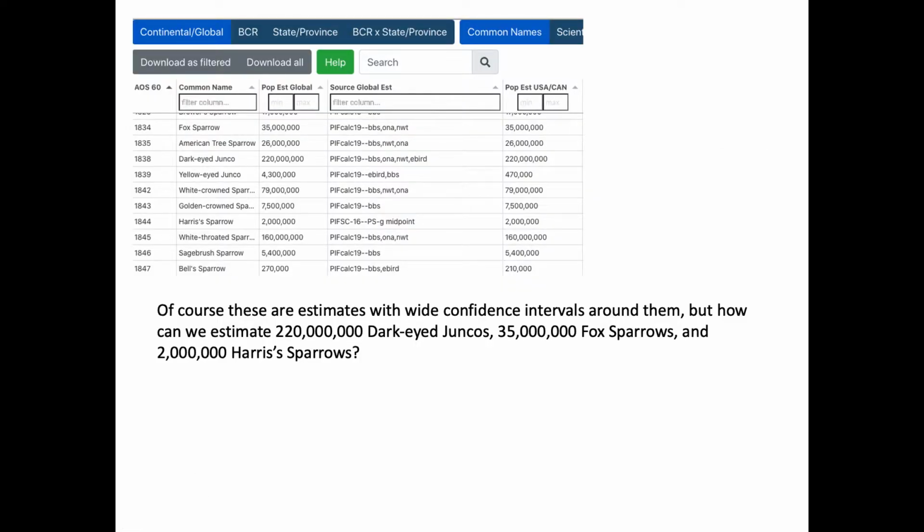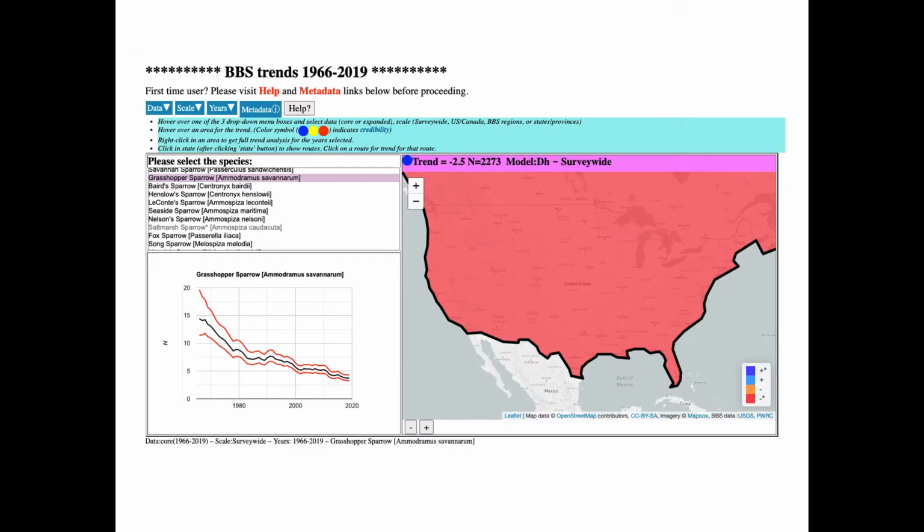All of these estimates have really wide confidence intervals around them. But if we even sort of shoot the middle and say we've got 220 million dark-eyed juncos, do we really know that they're that much more abundant than fox sparrows and American tree sparrows? And how confident are we in those data? Well, that confidence and our ability to have that confidence is largely predicated on the quality of the data that's input. So here is an example of the sort of information we get from the North American Breeding Bird Survey.